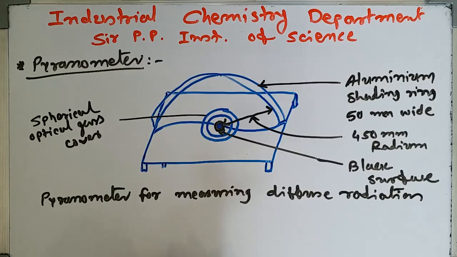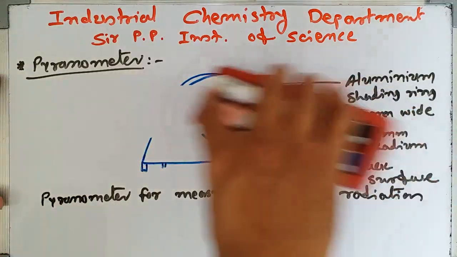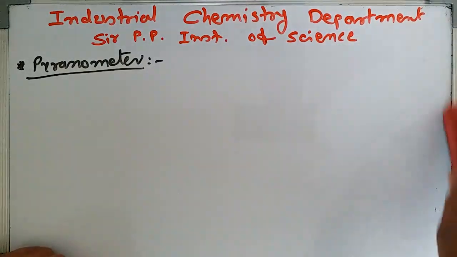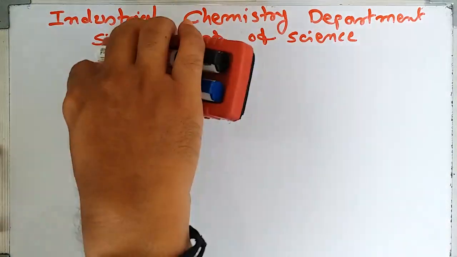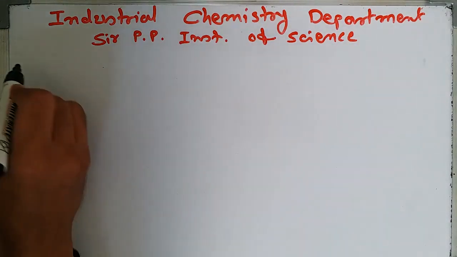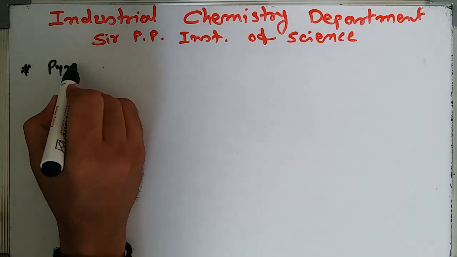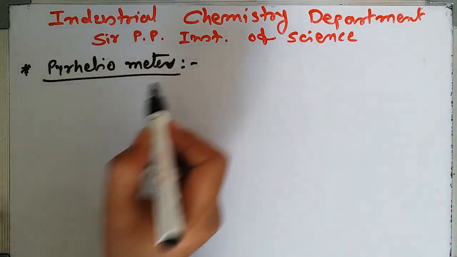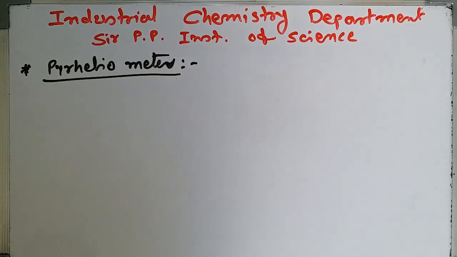This is the pyranometer for measuring diffuse radiation, and we have the last instrument remaining, the third instrument. So we discuss and draw this. This is the pyrheliometer. It is an instrument which measures beam radiation.